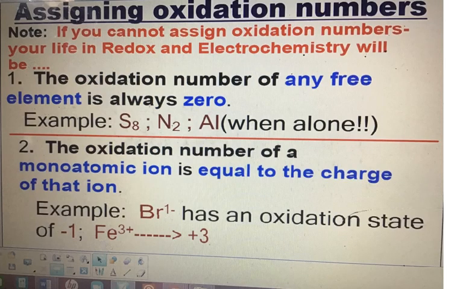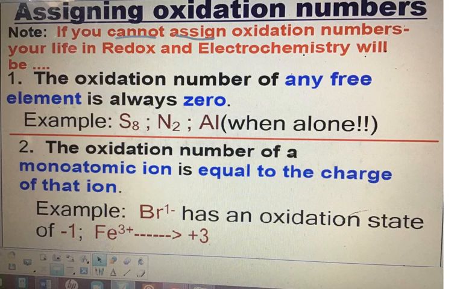So now we're going to take some more notes, and we're going to title it Assigning Oxidation Numbers. I don't want to scare you or anything, but if we cannot assign oxidation numbers, our life in this topic is going to be miserable, guys. So we'll get a lot of practice with assigning oxidation numbers before we move into anything else. I'll give you a couple of worksheets to make sure we're okay with it.